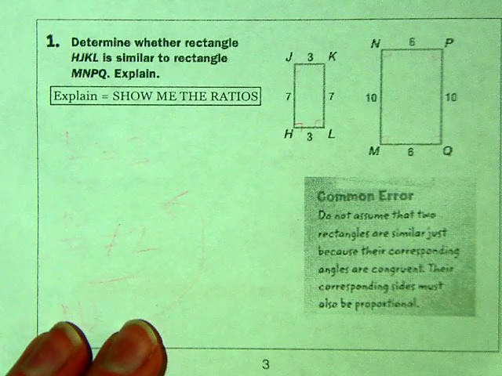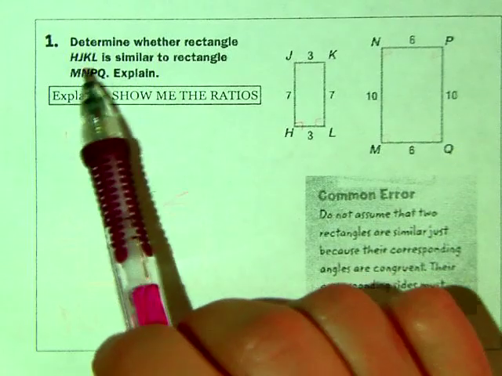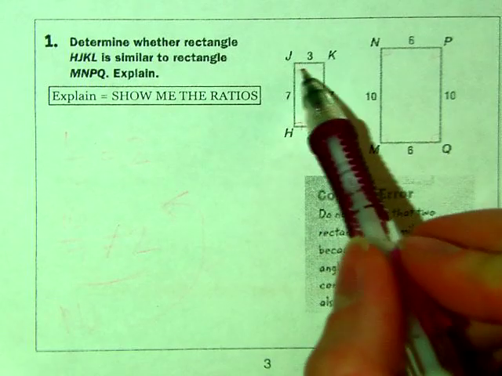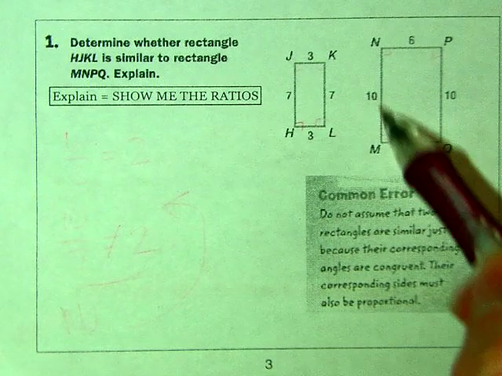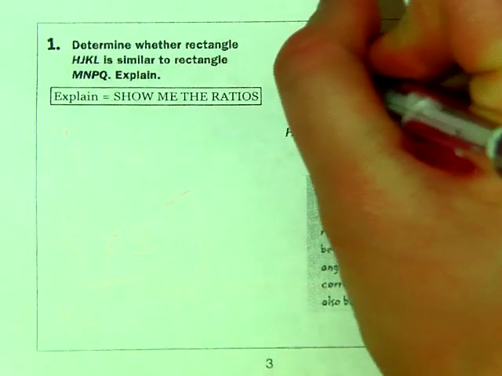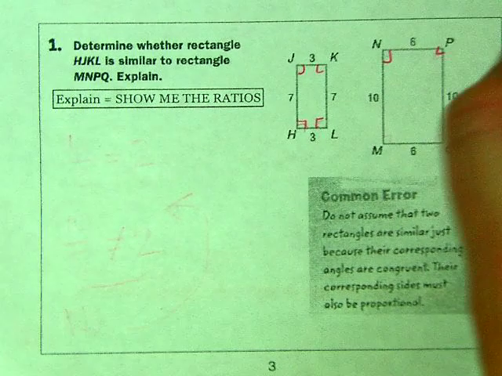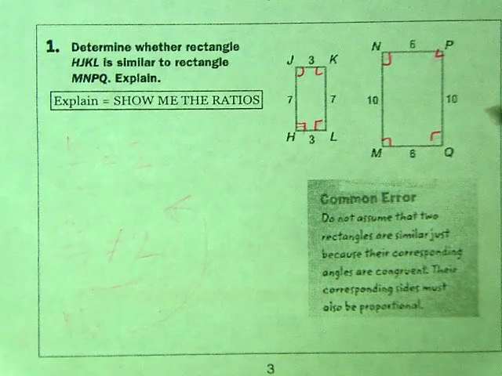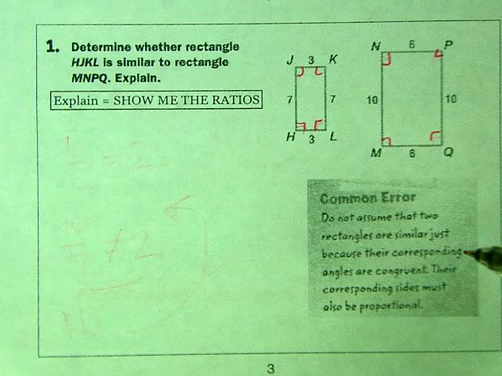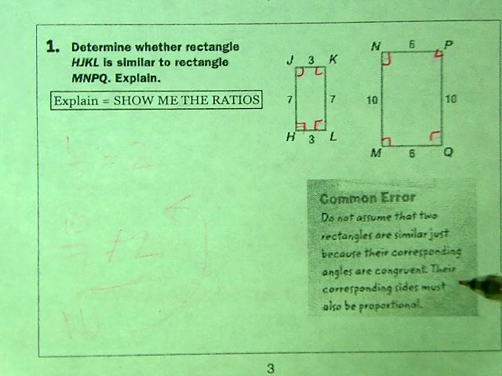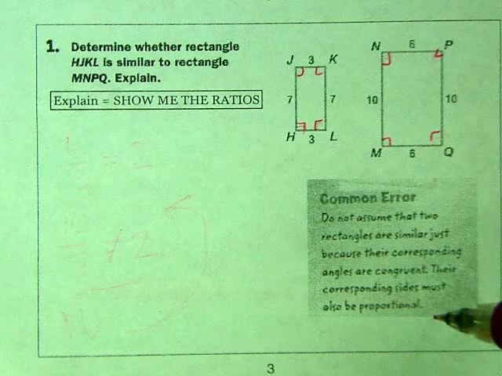Okay, so now we're going to see if things are similar. Determine whether rectangle HJKL is similar to rectangle MNPQ. Now we do know that all rectangles have 90-degree angles. This little common error box says, though, do not assume that all rectangles are similar just because all of their angles are congruent. Their corresponding sides must also be proportional.